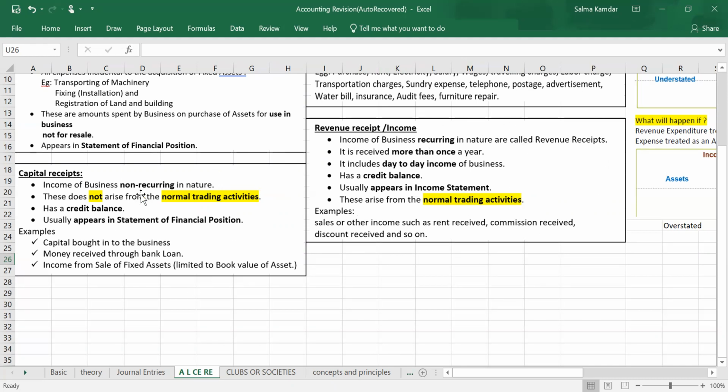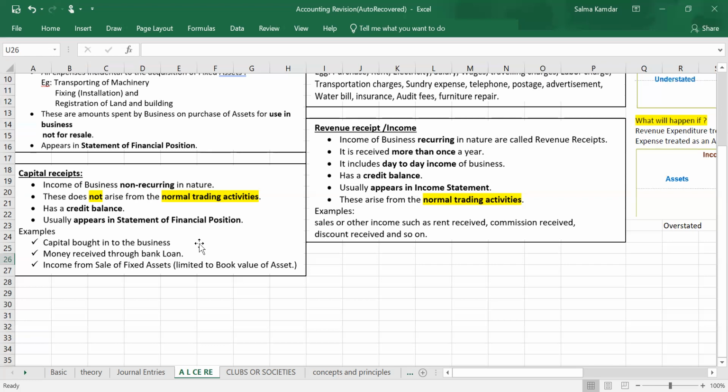Okay. Now what is a capital receipt? Sale of asset, like any machinery that you sell or any furniture that you sell. That is a capital receipt, something that is not happening on a normal basis. It is not your normal trading activity, but you're receiving money. So these are the common examples of capital receipts.